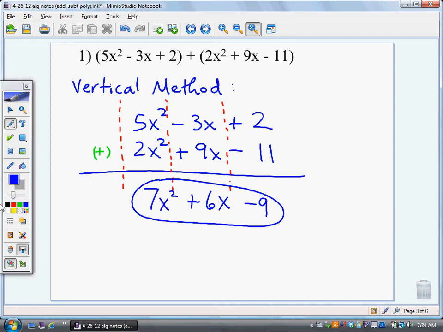When you do add, sometimes if you do it the vertical method, you might have to rearrange your terms. This particular problem, it was the x squared term, the x term, and the constant. And you also sometimes have to leave a blank space because maybe there wasn't a term that was like with it. You're making your columns have all the like terms.